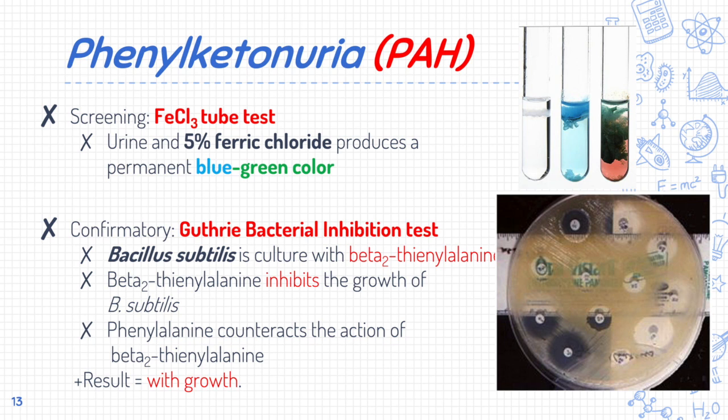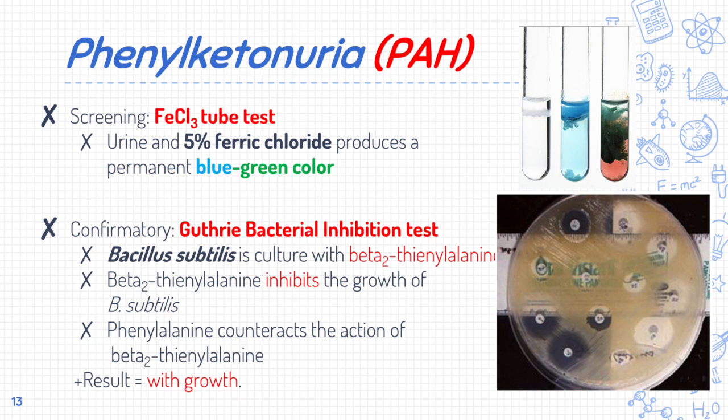Aside from that, we can also have the Guthrie bacterial inhibition test. I am sorry because I think the photo is blocking a letter here, but it's still here, by the way. This is the confirmatory test for phenylketonuria, and I want you to master it and really take down notes on PKU, specifically the Guthrie bacterial inhibition test, because it's very important. Eventually, some of the confirmatory tests in other inborn metabolic diseases are modifications of the Guthrie test. So let's move on to the Guthrie bacterial inhibition test.